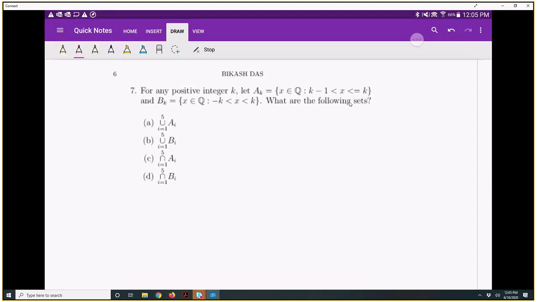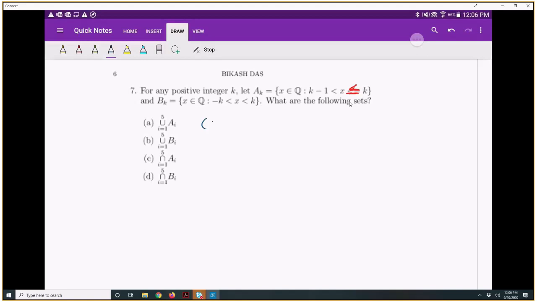Now, for any positive integer k, let A sub k be the set of all x in the set of rational numbers such that k minus 1 is strictly less than x, is less than or equal to k, and we'll let B sub k be the set of all x in the rational numbers such that negative k is strictly less than x is less than k. So find the following unions and intersections.